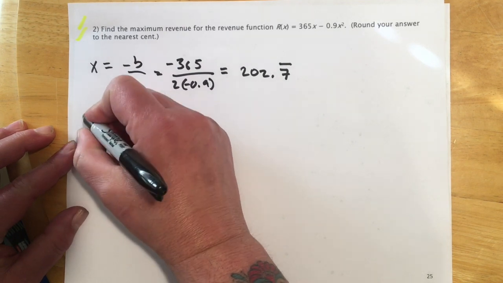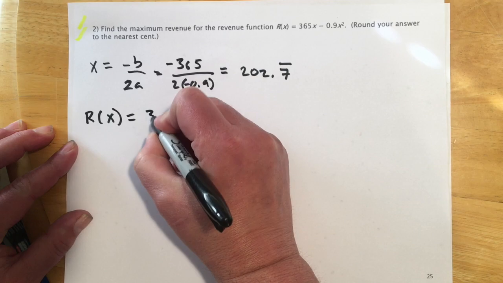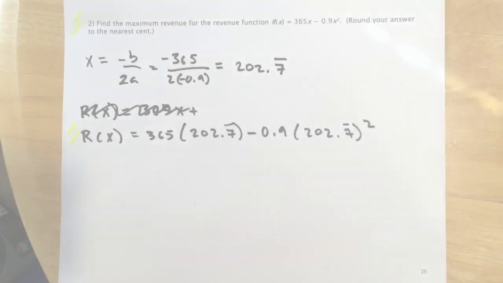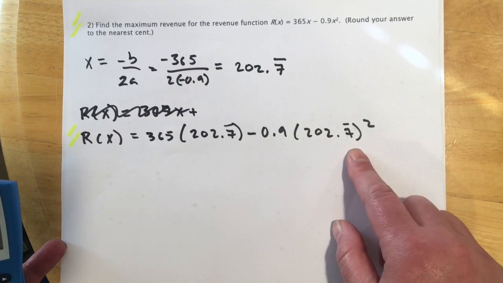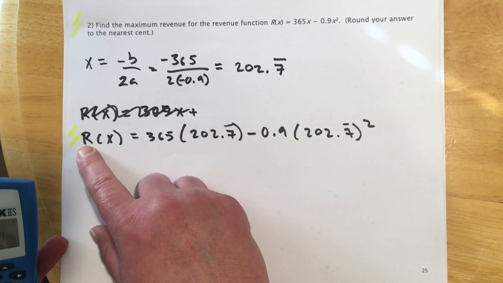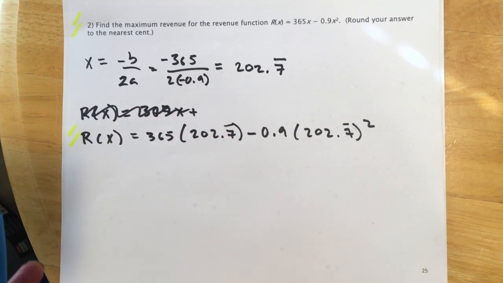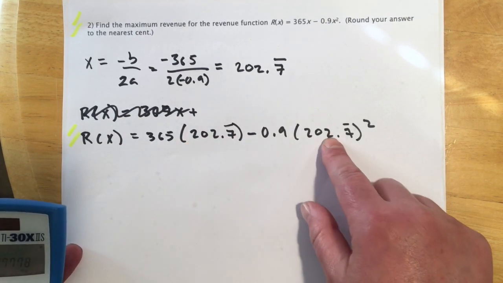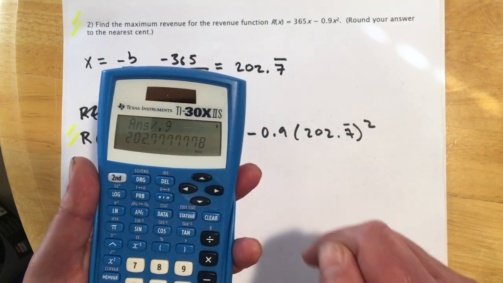So let me write out what I'm going to put in the calculator. Okay, so here I set up the equation I'm going to put in the calculator. I should have written R of 202.7 with a bar right here. But so this is what I'm going to plug in. I put this little chunk of math in the calculator, and here this is with all the decimals.